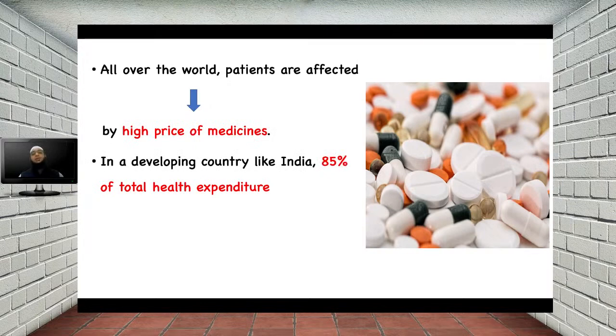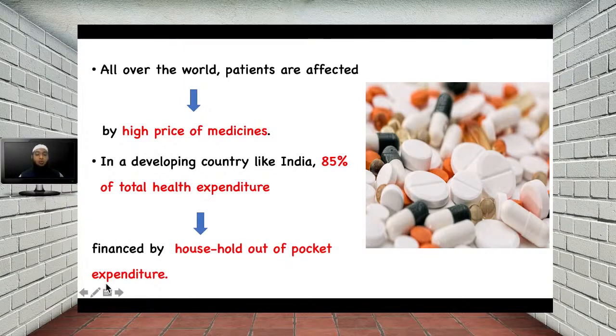Especially in a developing country like India, 85% of total health expenditure is financed by household out-of-pocket expenditure. What it means is that it is difficult for them to spend on medicine and healthcare. They are spending out of their savings, the hard-earned money they have saved through hard work, and they have started spending it on drugs, okay?